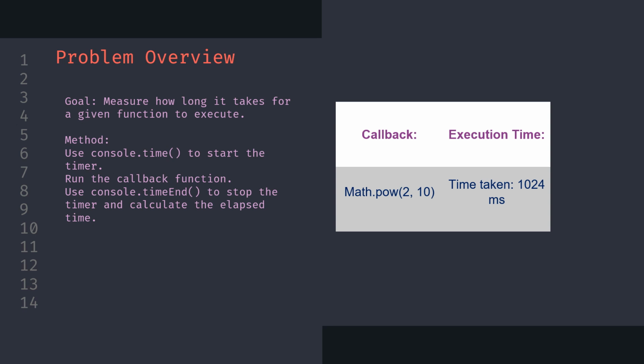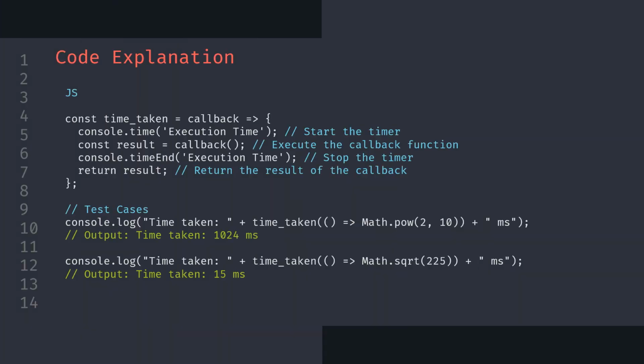Let's break this down. The goal is to measure the time taken by a callback function to execute. We'll use built-in JavaScript timing methods to achieve this, and I'll show you how this works. The code starts the timer with console.time, executes the callback, and stops the timer with console.timeEnd. The elapsed time is displayed in the console and the function result is returned.